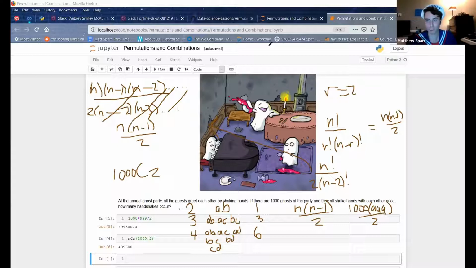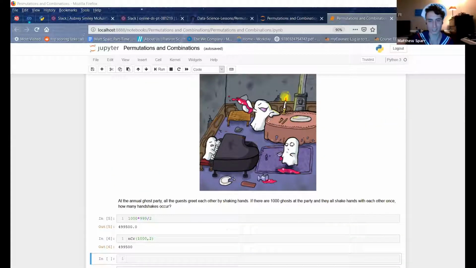Does everyone follow that? Cool. If you didn't follow it, do you feel like you would still be able to apply the equation and get to the results? Some people are saying yes. All right, let's go down to the last one here.